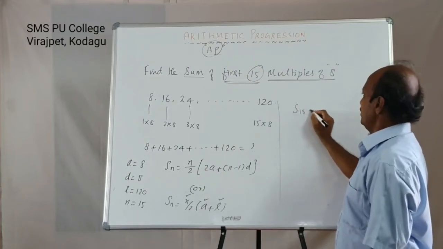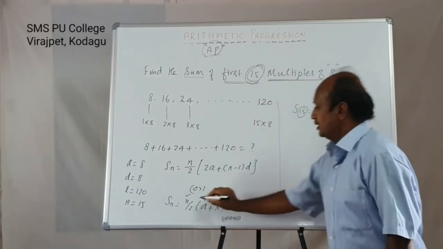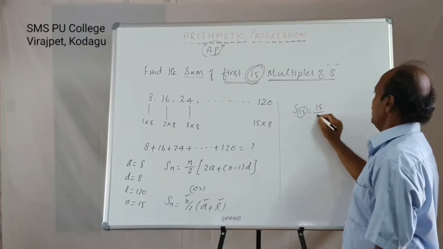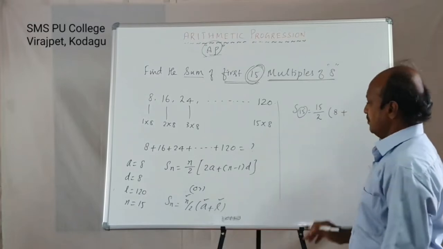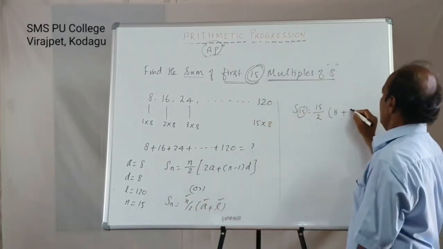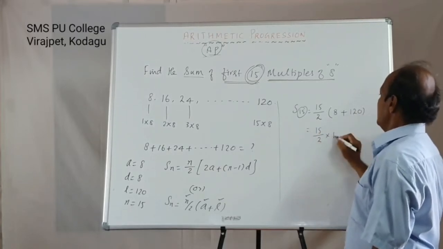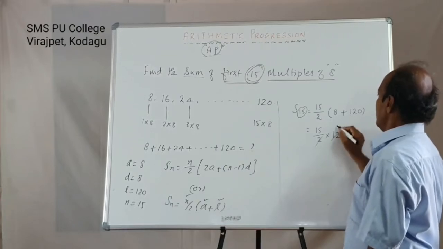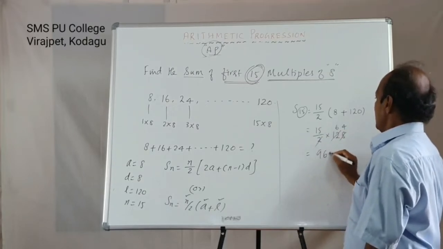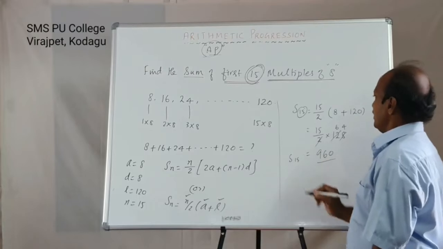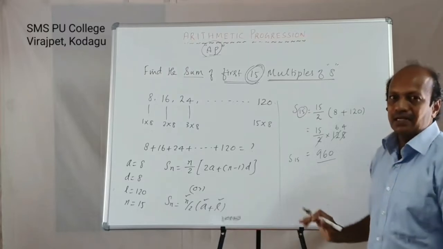Why do you have to take 15? Because the question is 15 multiples of 8. That means the value of n is 15. 15 by 2. What is the value of a? a is nothing but 8. What is the value of l? l is nothing but 120. 15 by 2 into 120 plus 8 is 128. So how much will you get? 664. So how much will you get? You'll be getting 960. Therefore, the sum of the first 15 multiples of 8 is 960.